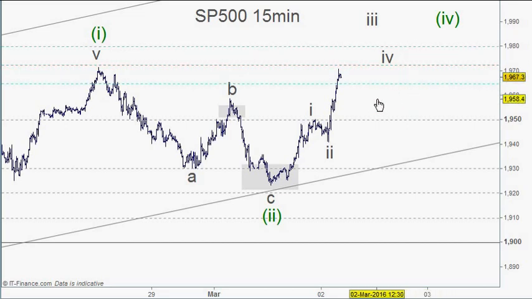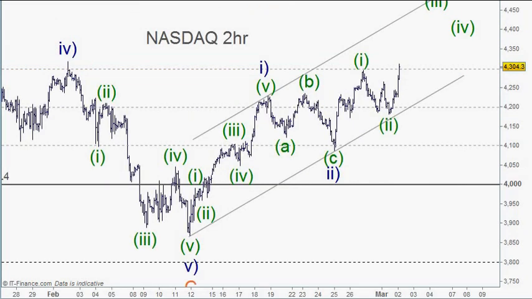But the main point, to keep it very simple, is that you need that 1972 as support before adding to positions, and expect some sort of consolidation in this zone here. The Nasdaq is the same as well. Tech stocks here. So just on the 2-hour chart here, exactly the same sort of pattern here.